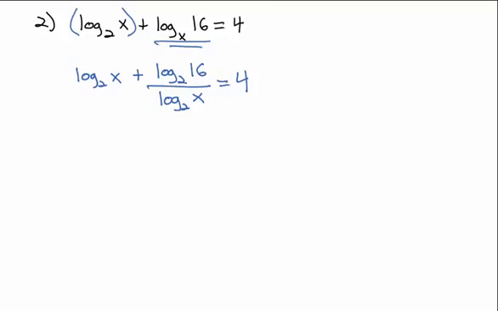Now here I don't like that fraction. So let's get rid of the fraction by multiplying each term by log base 2 of x. And when we do, the fraction divides out, and we have log base 2 of x times log base 2 of x. Well, that's log base 2 of x squared times itself. Plus log base 2 of 16.